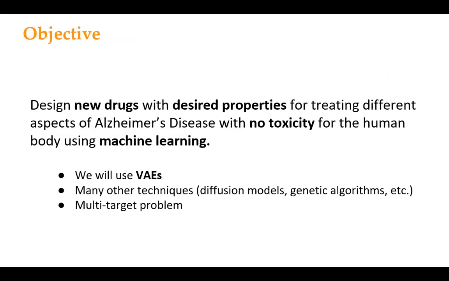So our objective is to design new drugs with some desired properties that we would like to measure with some quantities of values. And also we would like them to not be toxic. In order to explore that kind of design, we may use variational autoencoders as well as other more complex techniques like diffusion models or genetic algorithms. But we will focus on variational autoencoders in this presentation.